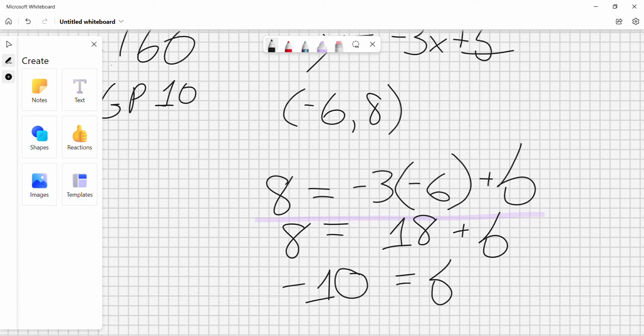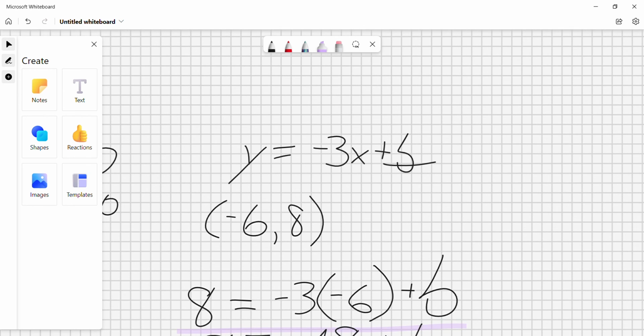So that is our missing piece of information right here. Going back to the original equation, I'm going to get rid of this plus because we're going to write a negative. It's not plus, it's a negative 10. This is the answer to guided practice number 10: y equals negative 3x minus 10.